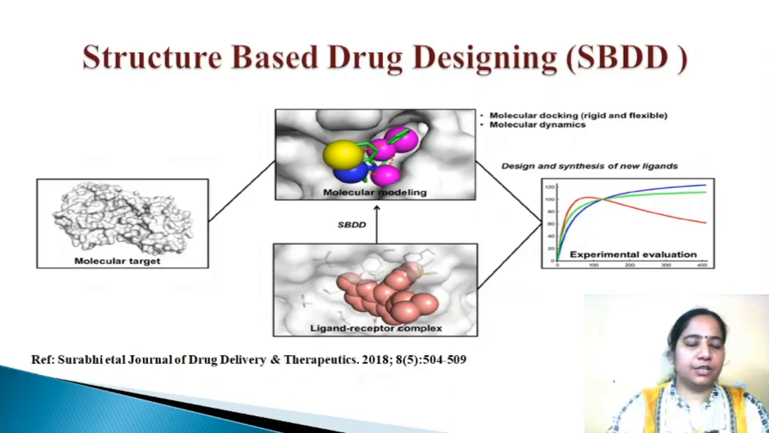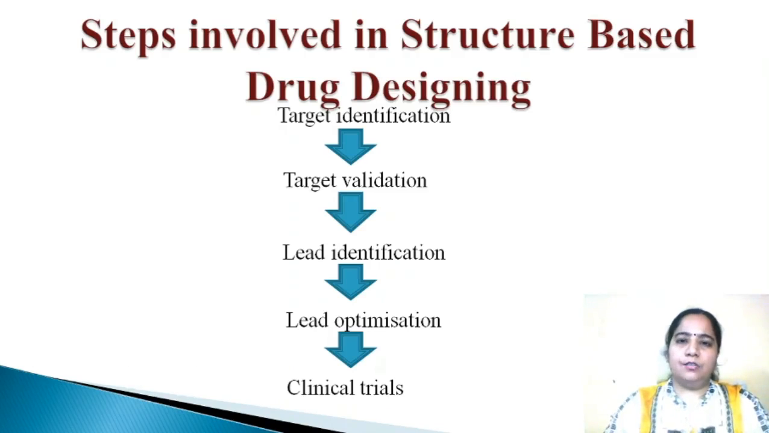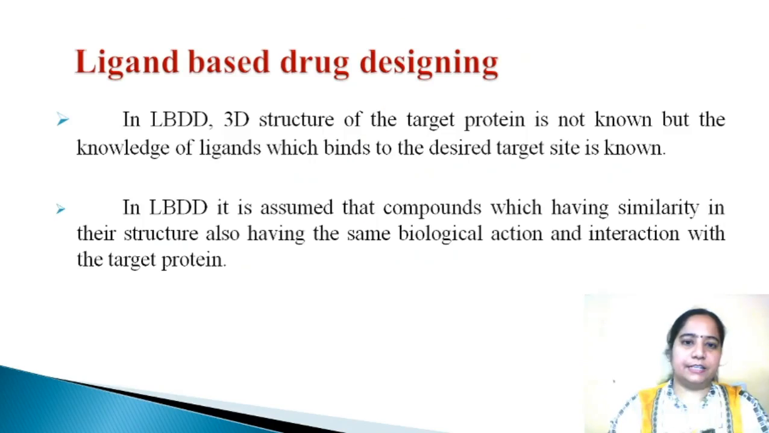After several additional cycles like synthesis of the lead, further optimization of the lead through complex structure of the protein with lead molecules, the optimized compound generally shows marked increment in target specificity and binding affinity. So briefly, we can outline the various steps involved in structure-based drug designing as target identification, target validation, lead identification, lead optimization, and finally the clinical trials.